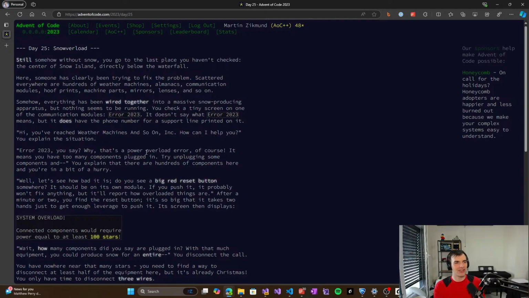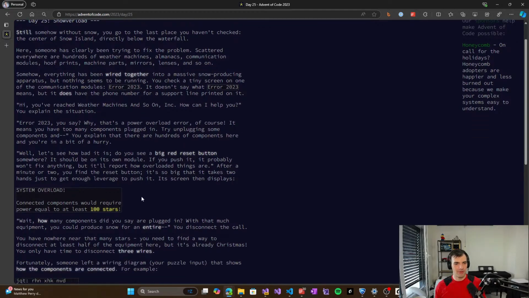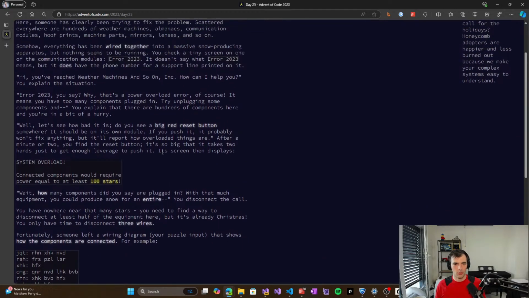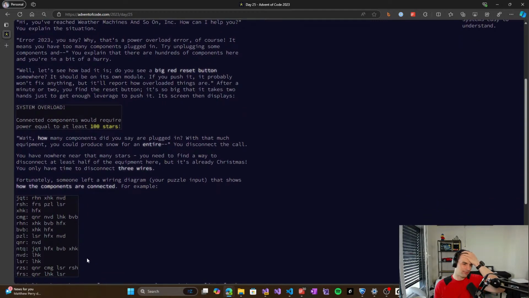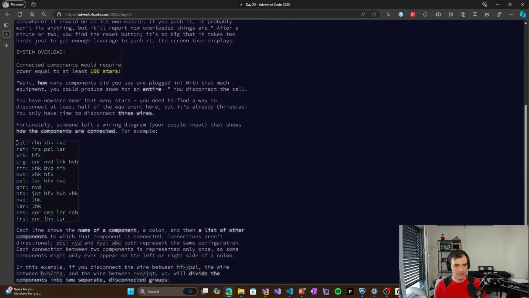So anyways, Noverload. The problem is basically dealing with an undirected graph. Basically, we have a graph of different nodes in a system, and we have a wiring diagram which tells us which nodes are connected to which other nodes. So basically, the input looks like this. We have a node JQT connected to these nodes, and so on. So it's basically a list of nodes connected to other nodes.